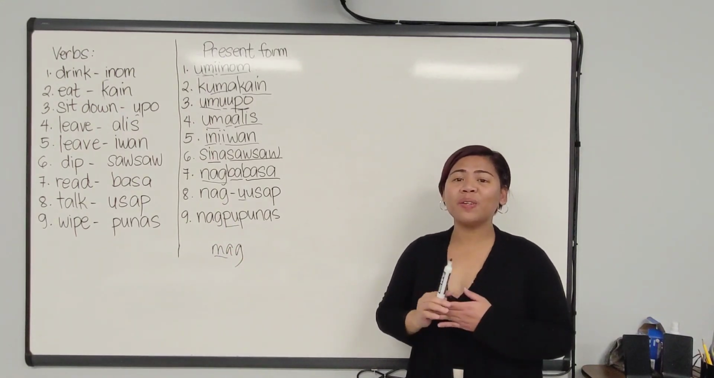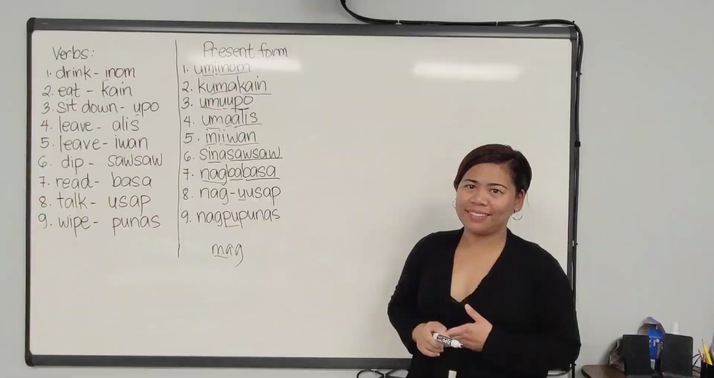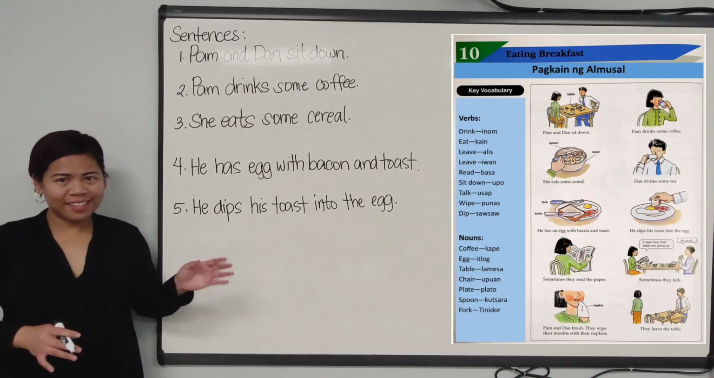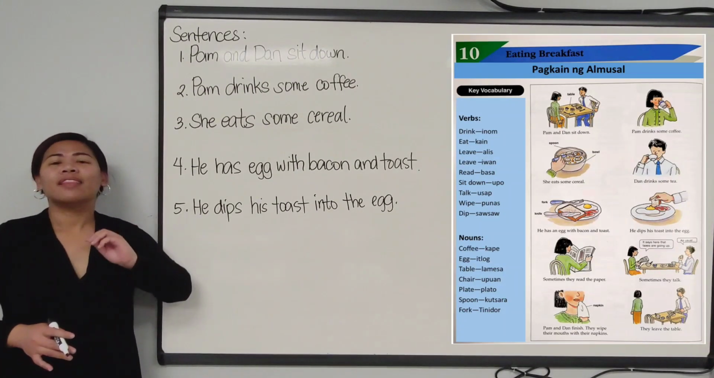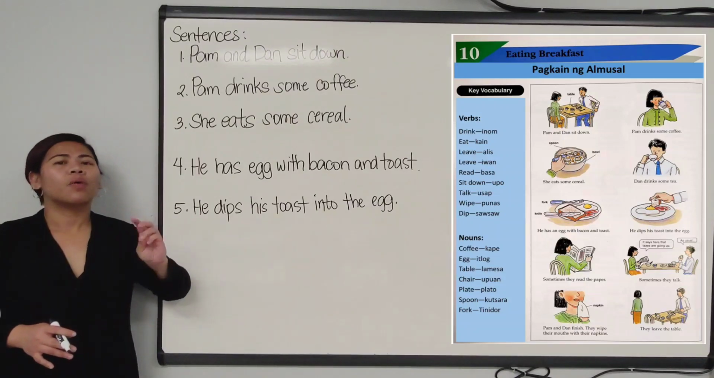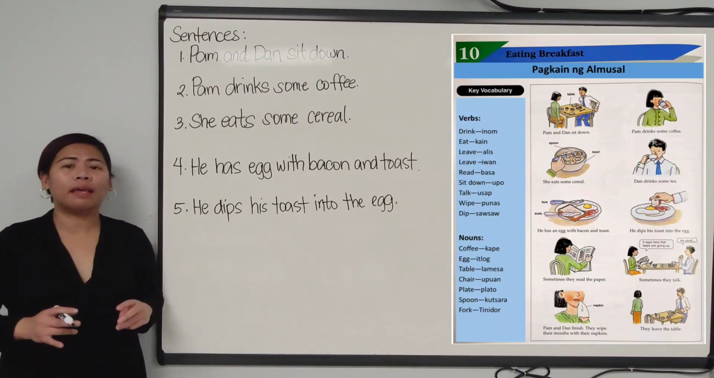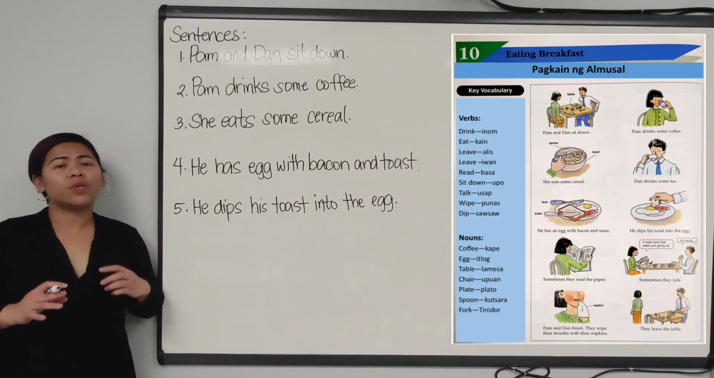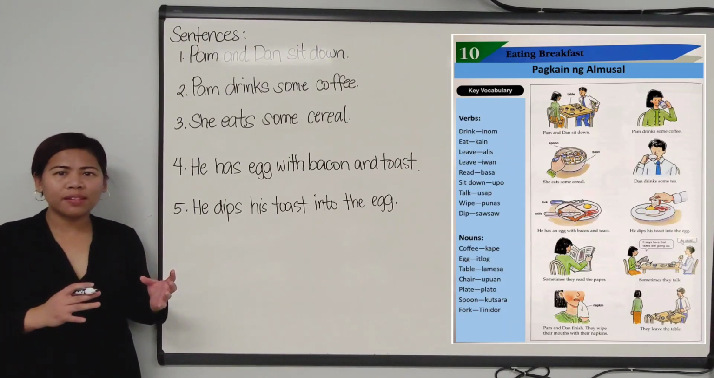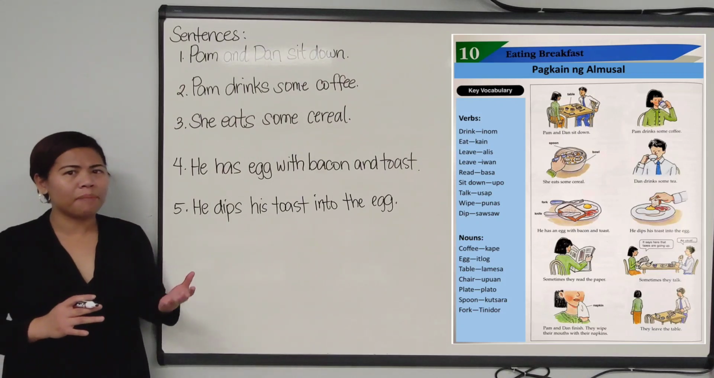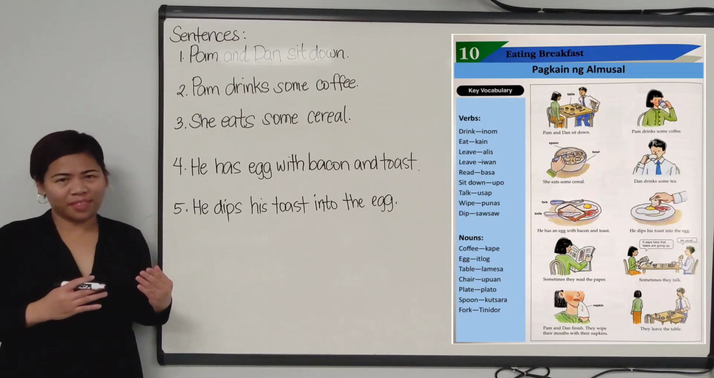Now let's go to the sample sentences. Now let us translate these sentences in Filipino. Remember that Filipino sentences, when it's conversational, would always start with the verb. That's why in the first part of the lesson, we always start with familiarizing the verbs and how to conjugate them because we always start with them, okay?